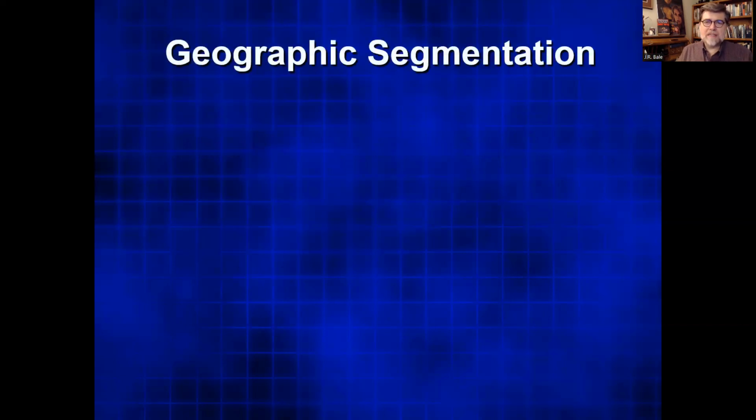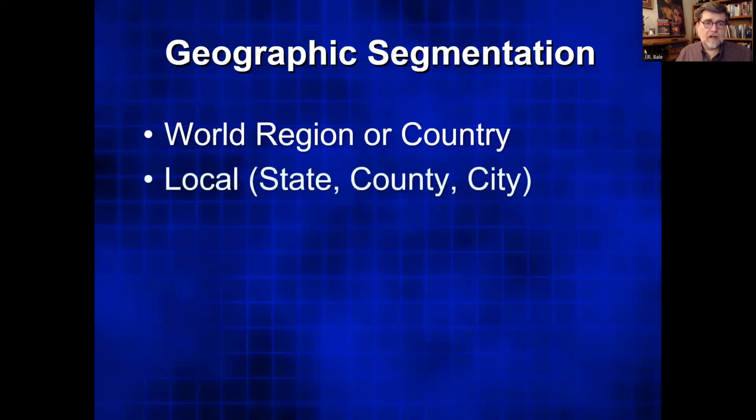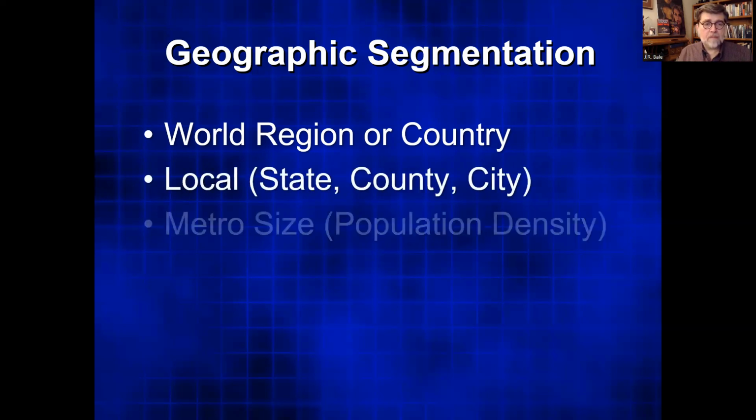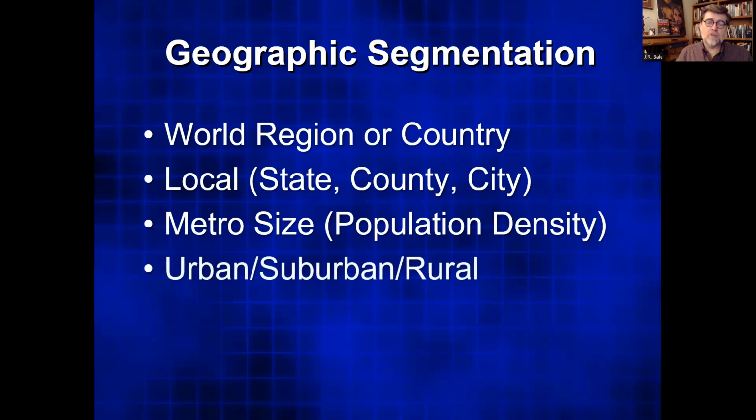Geographic segmentation is probably the easiest to understand. It's where do people live, what world region or what country, which will make a lot of sense in terms of what language we communicate in, and what types of products that consumers would respond well to. It may also be more local, state, county, or city. It also may be according to metropolitan size, specifically population density, where it be urban, suburban, or rural.